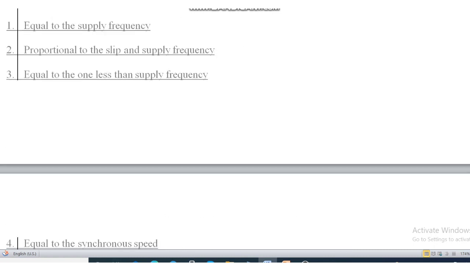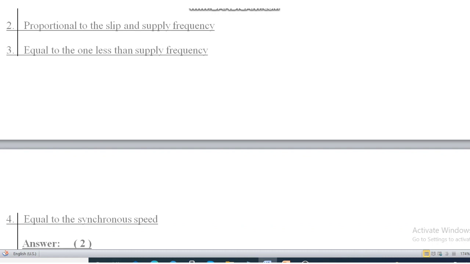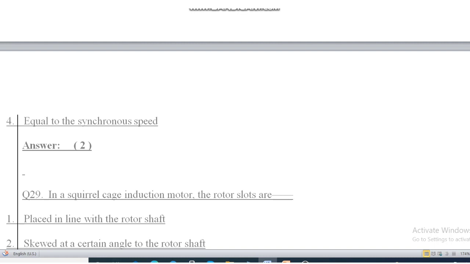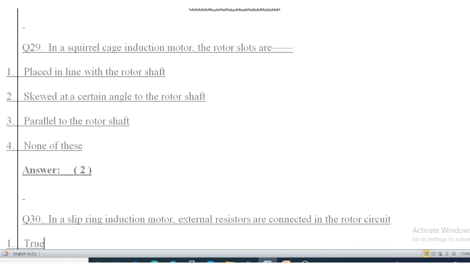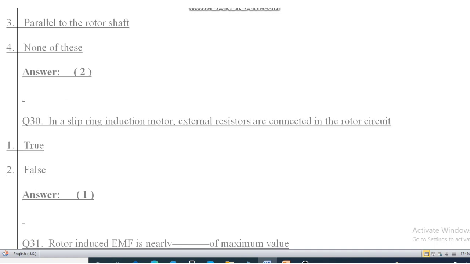In a three-phase induction motor, the frequency of rotor current is what? It is proportional to slip and supply frequency. In a squirrel cage induction motor, the rotor slots are skewed at a certain angle to the rotor shaft. In a slip ring induction motor, the external resistors are connected in the rotor circuit. Whether the statement is true or false, the statement is true.